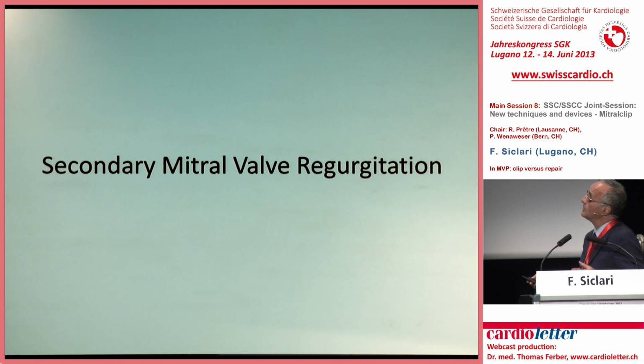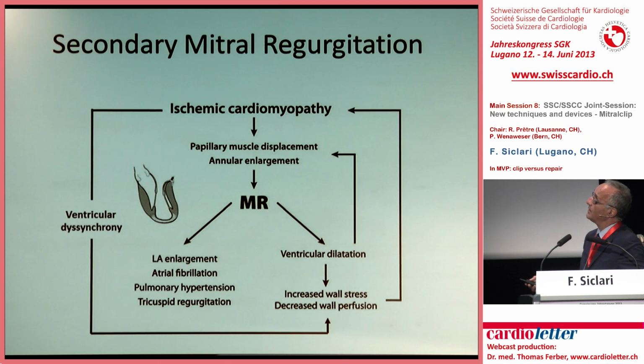Secondary mitral valve regurgitation is a different issue. If we look at the pathophysiological issues concerned in secondary valve regurgitation, we have mitral regurgitation, which is usually due to ischemic cardiomyopathy, leading to papillary muscle displacement and annular enlargement. And mitral regurgitation leads to ventricular dilatation and increased wall stress, and LA enlargement, atrial fibrillation, pulmonary hypertension, tricuspid regurgitation, and ventricular dysynchrony. So what we can do in this case is, as a matter of fact, very little.